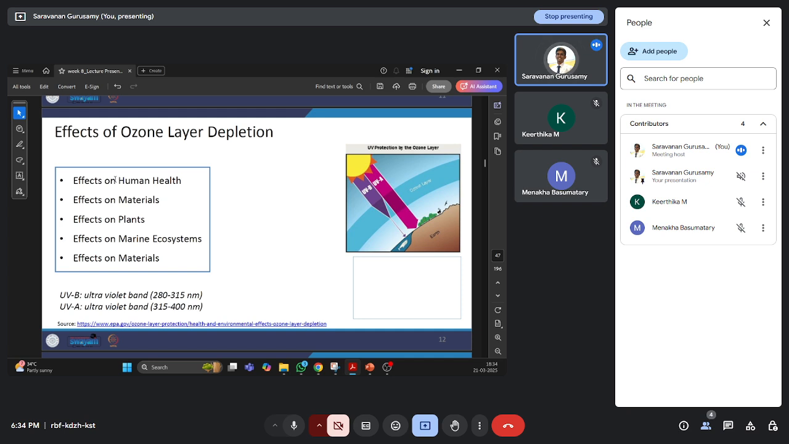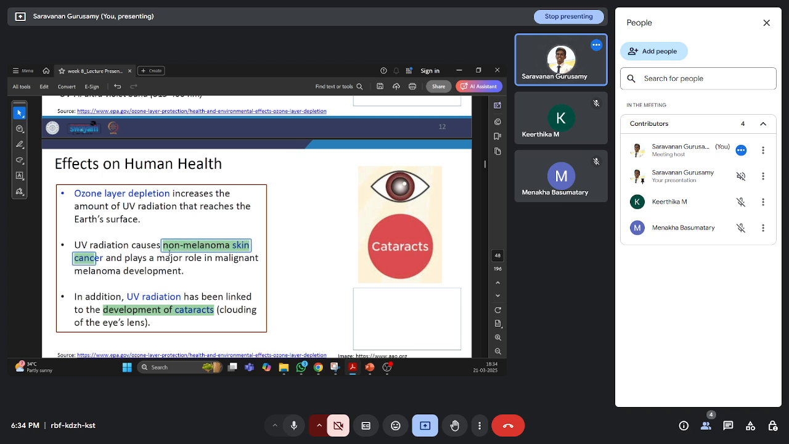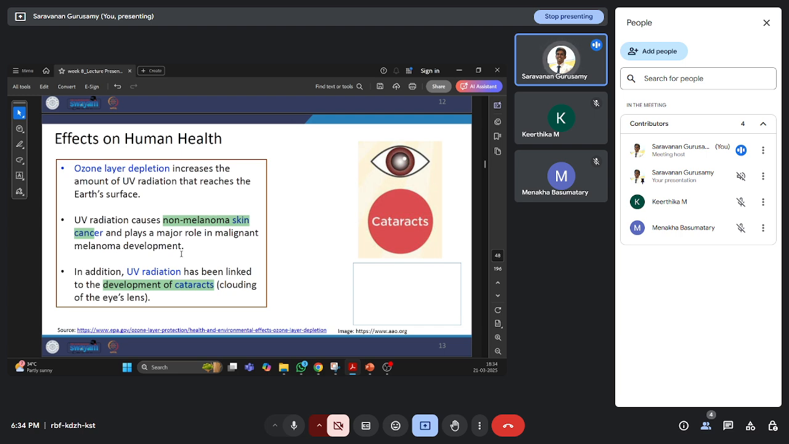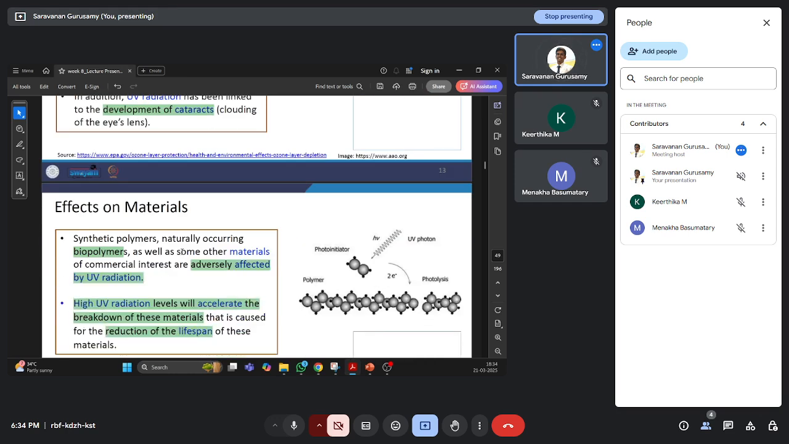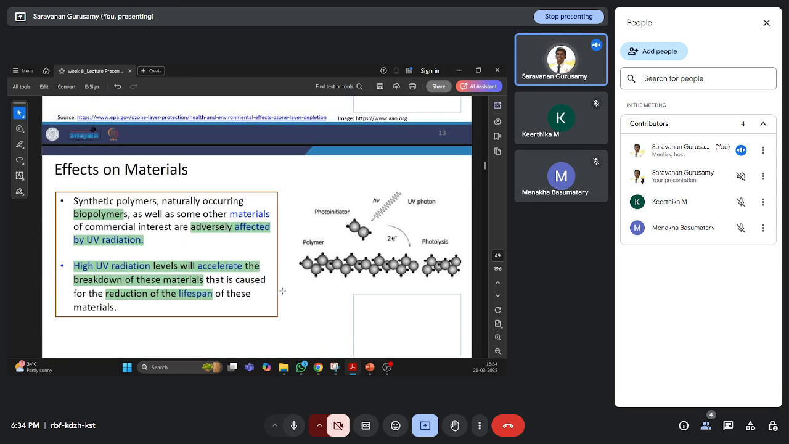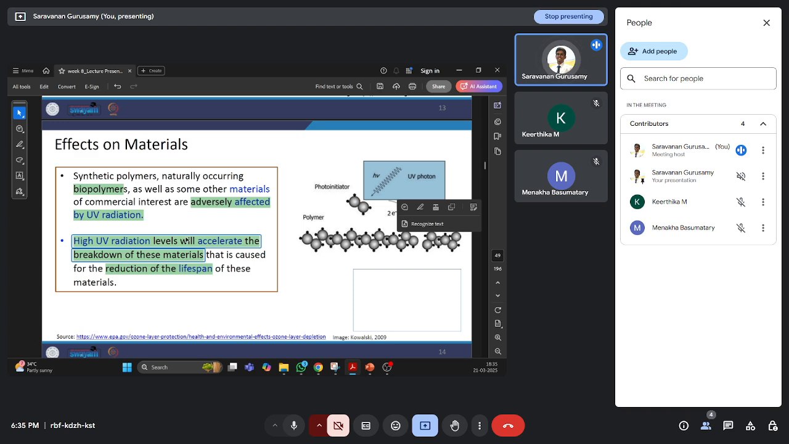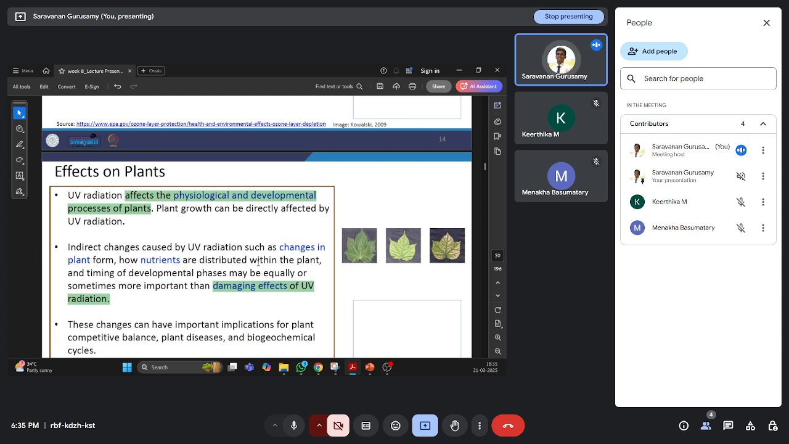Now UV rays will start entering the atmosphere and the surface, affecting human health, materials, plants, and the marine ecosystem. In human health, you will see cataract, melanoma, skin cancer, because UV is light, right? That will affect your skin and your eyes. Materials like biopolymers and polymers will be affected because UV light with lesser wavelength, or UVC, has high energy, so it will easily destroy them. High UV radiation levels will accelerate the breakdown of these materials, so they reduce the lifespan. Whenever we have a product, its lifespan will get reduced.